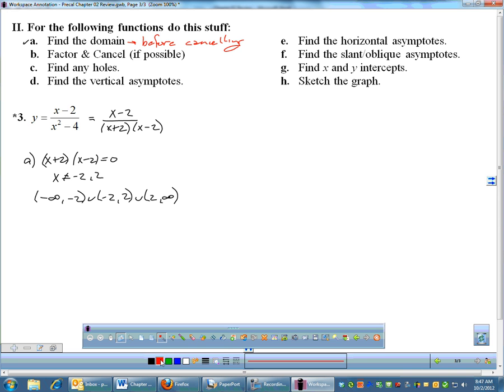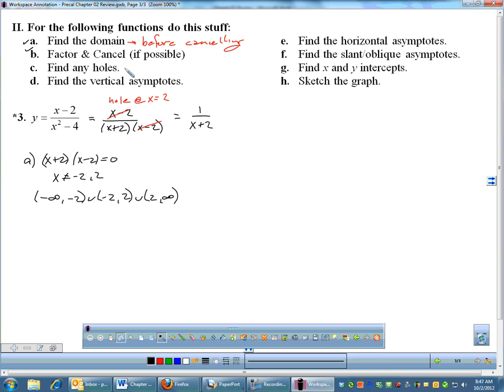Factor and cancel. I've already factored. Now I just need to cancel. I can cancel the x minus 2's. And remember, when you cancel something, I'm going to go ahead and make a note that I have a hole where I canceled. And I canceled x minus 2, so I have a hole at x equals positive 2. The hole is whatever makes that factor 0. And after I cancel, everything is gone on top, so I have a 1 on top and an x plus 2 on bottom.